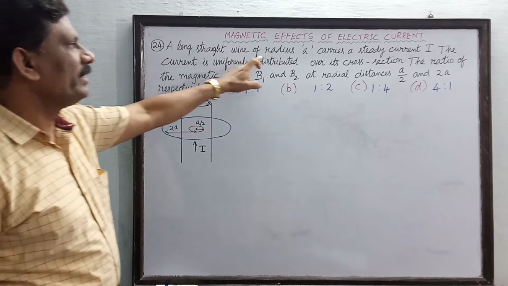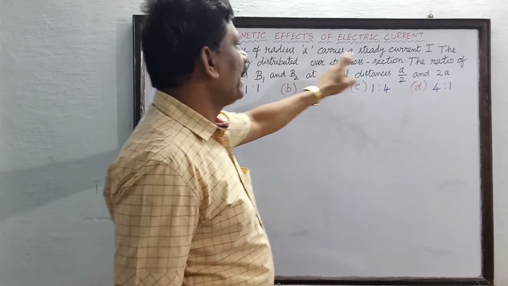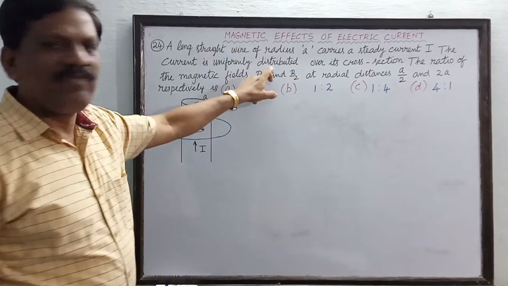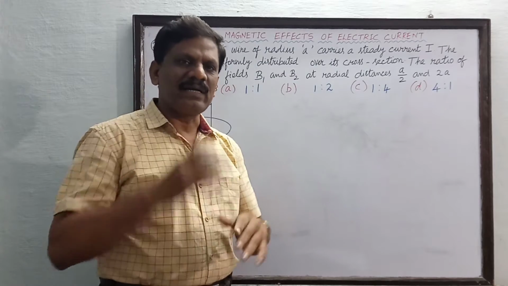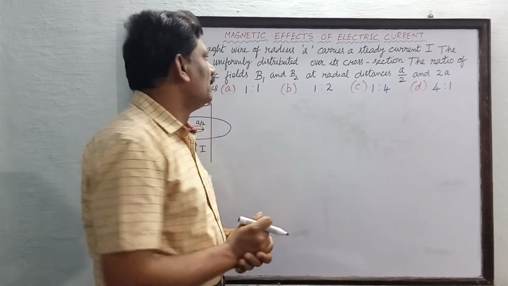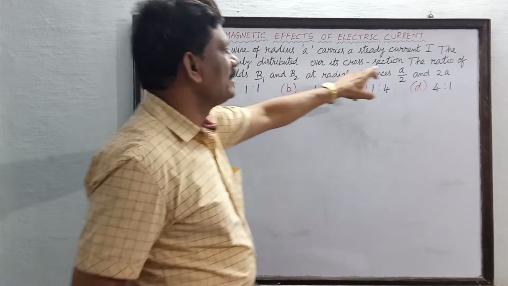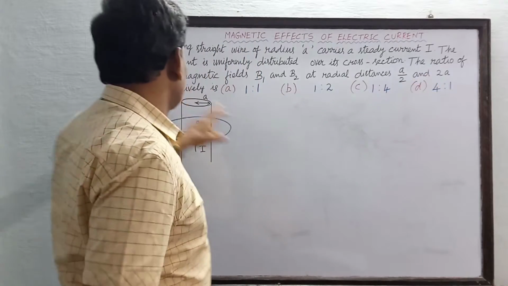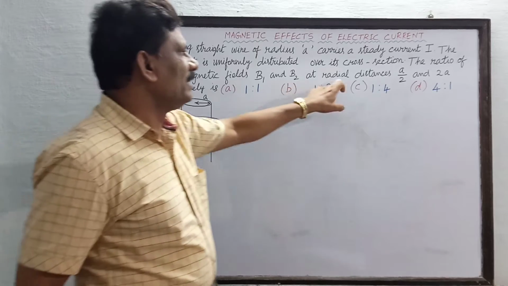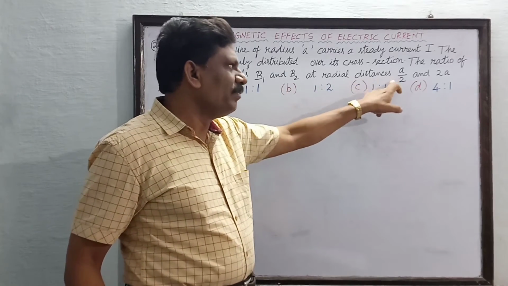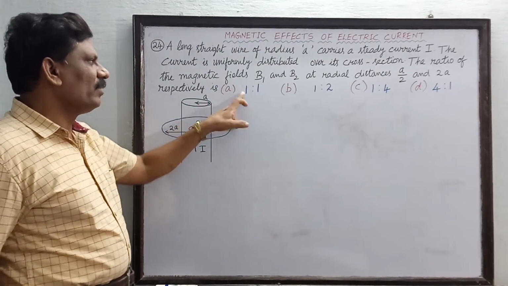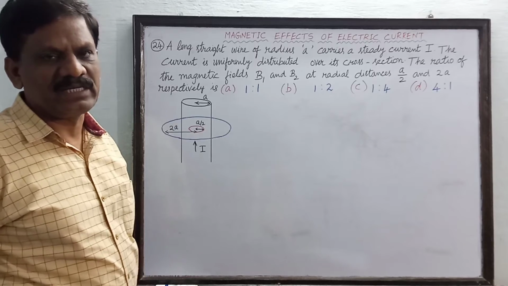A long straight wire of radius a carries a steady current I ampere. The current is uniformly distributed. That means the current per unit area will be a constant. It is distributed uniformly over its cross section. The ratio of the magnetic fields B1 and B2 at radial distances a by 2 and 2a respectively is, we have to find out which of the following options is correct.